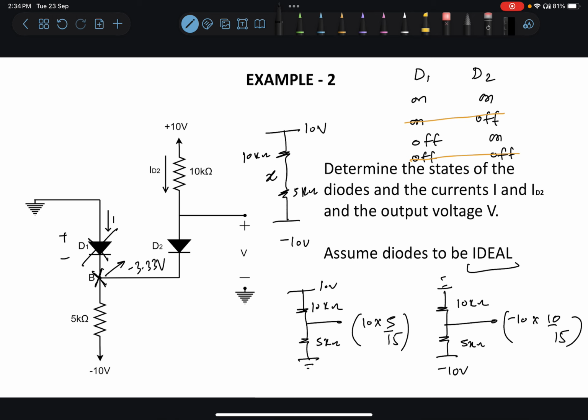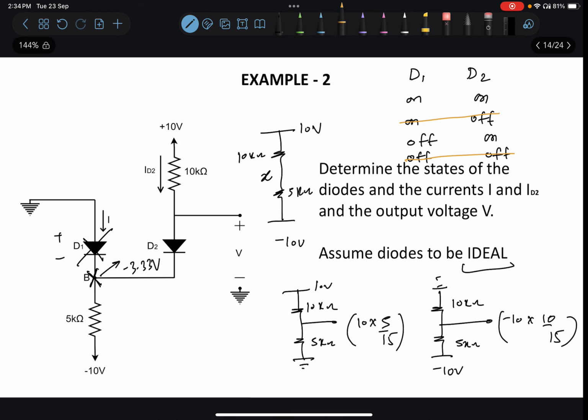The other method is that you take the equivalent series resistance as 15 kilo ohms, take the equivalent battery voltage as the difference between these two terminals, 20 volts, and give the current as 20 by 15 milliamperes. Then the drop across the 5 kilo ohm resistor is 20 by 15 milliamperes times 5 kilo ohms. So the drop comes out to be 20 by 3, which is 6.66 volts, and since this is minus 10, this will be minus 3.33 volts.